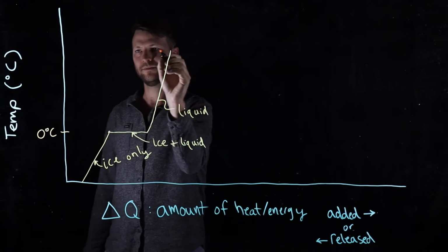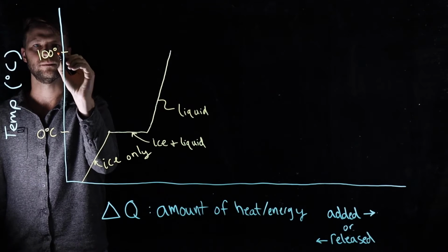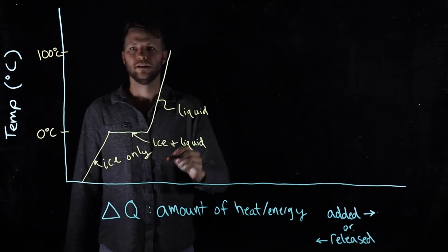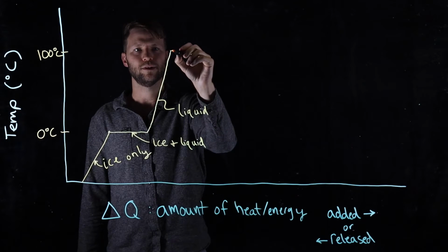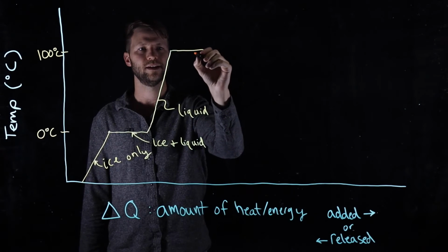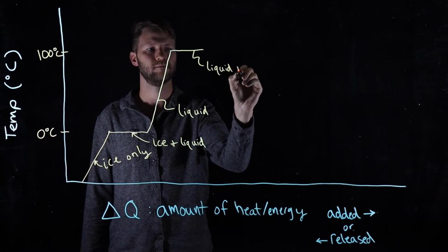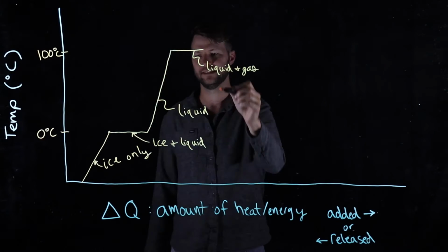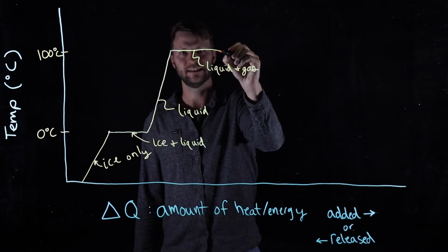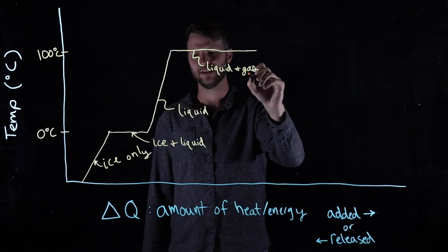When we hit another special point on this plot, 100 degrees Celsius, or the boiling point, we now have a bunch of liquid water, but we're starting to boil it off. And so we now have liquid and gas together. And we're going to add heat, and add heat, but we still have a little bit of liquid left.